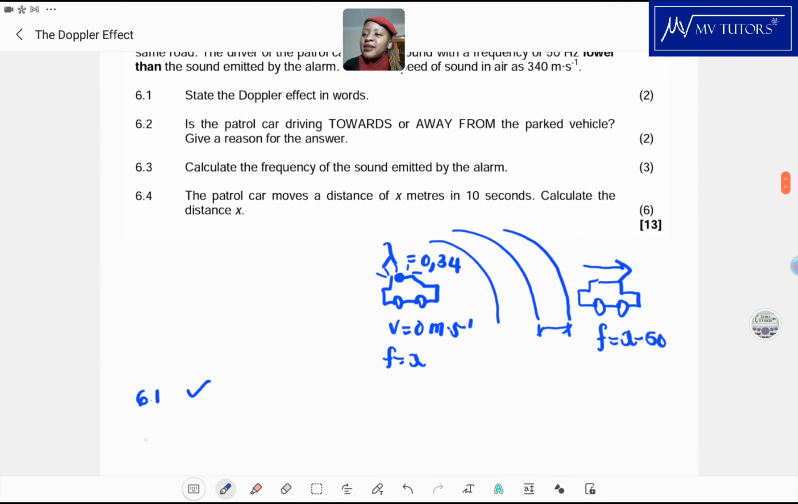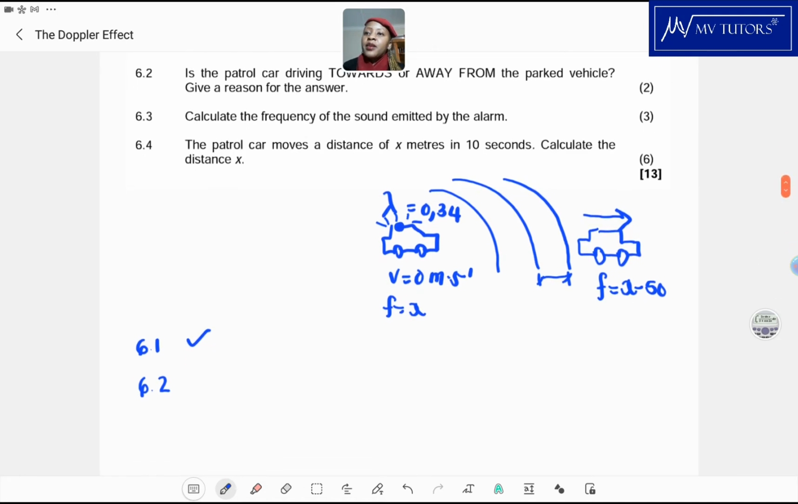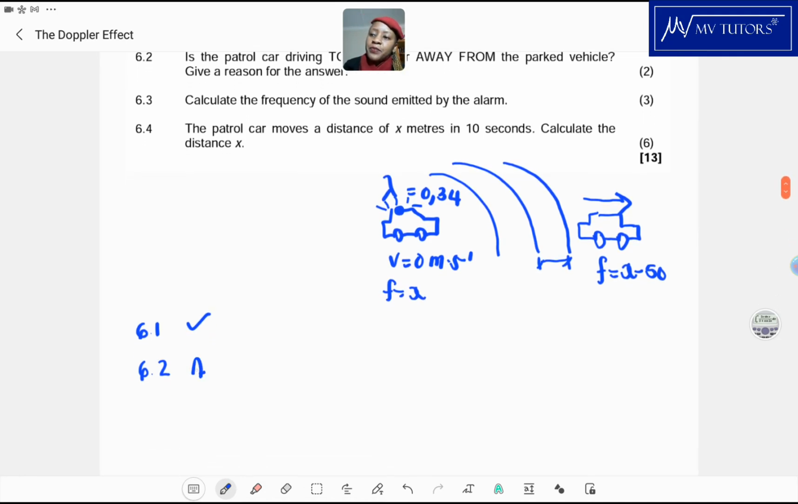So yeah, we're done. Now, 6.2. Is the patrol car moving towards or away from the parked vehicle? It is moving away, like I said, because the frequency heard by the patrol car is less, it's 50 hertz less. That would be the reason. The frequency is less than that of the stationary vehicle, and also the wavelengths are bigger if that's the case.